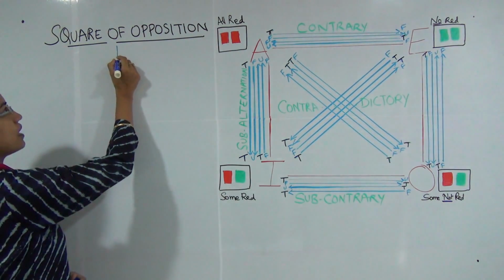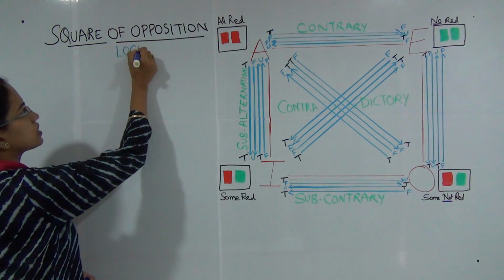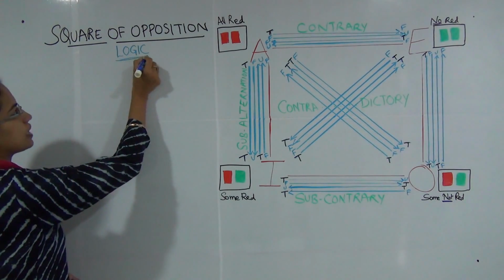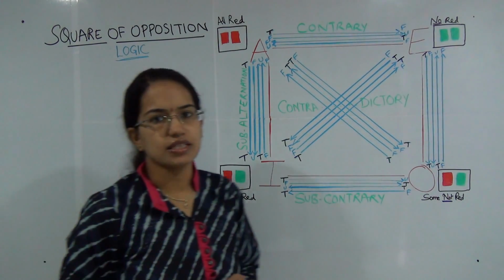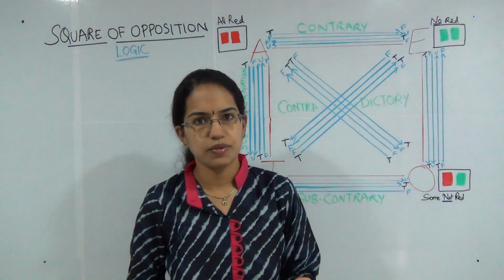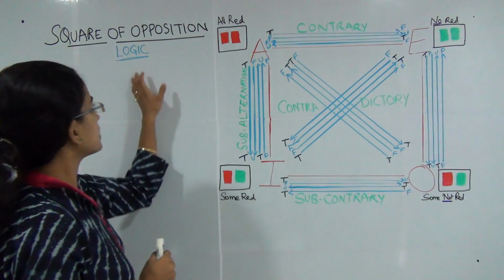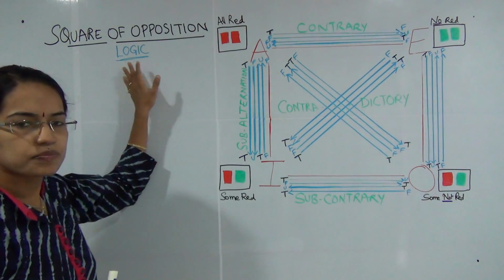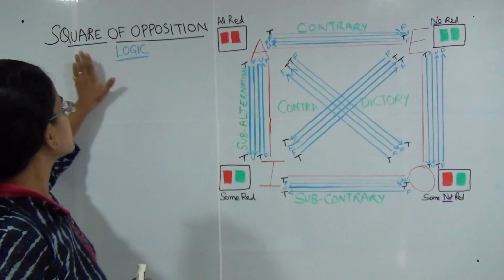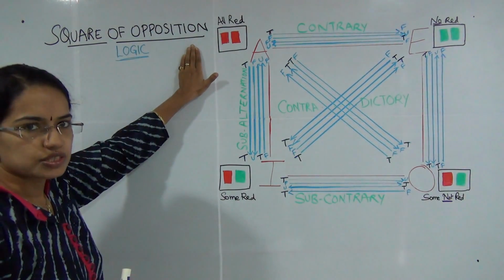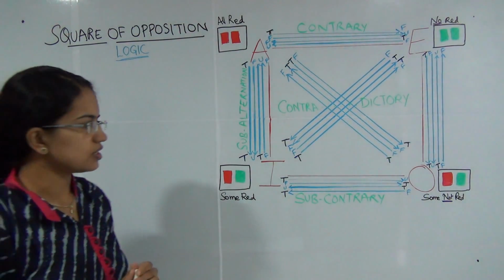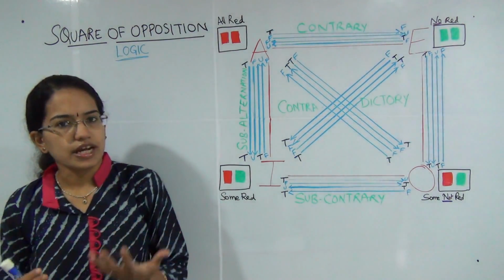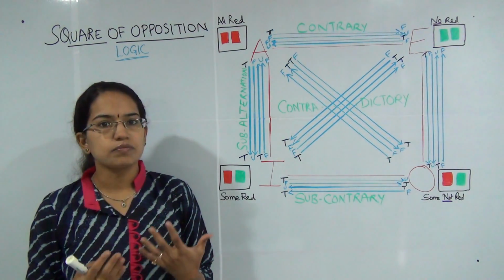In philosophy, we have a concept known as logic. And what does logic imply? Logic basically means trying to understand the relationship between things. Okay? So whenever we are talking about logic, in that logic, we study the square of opposition. Now, in the square of opposition, what we try to do is find out the relationship between propositions.